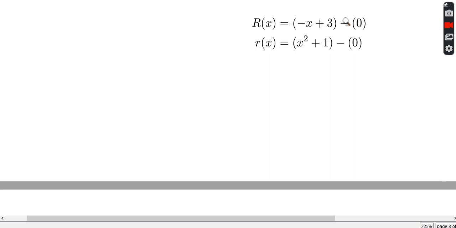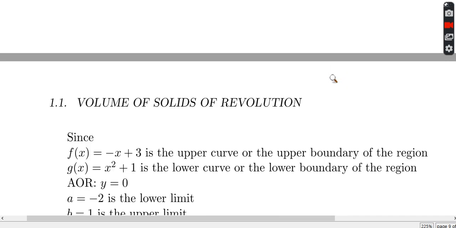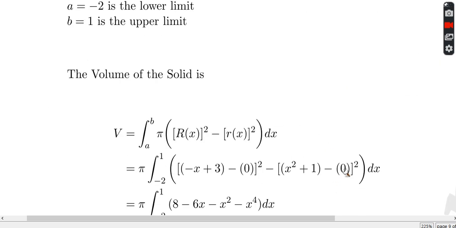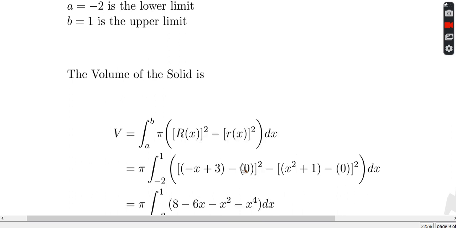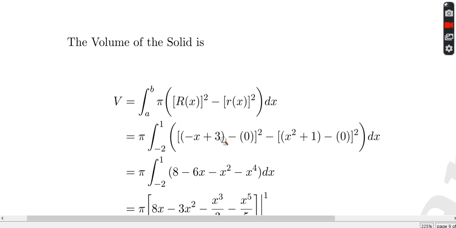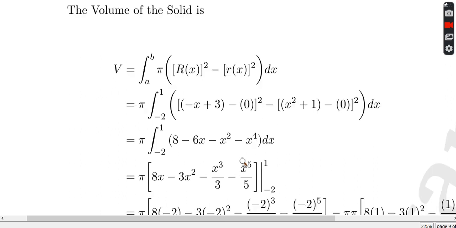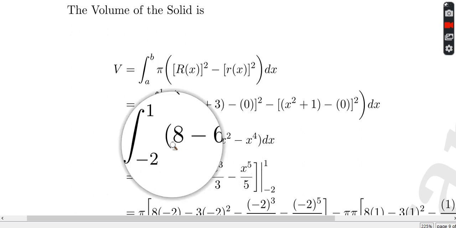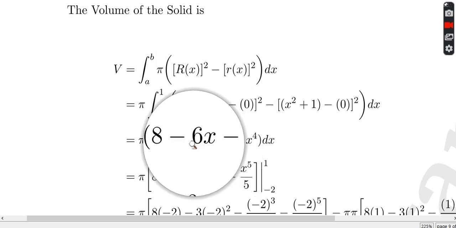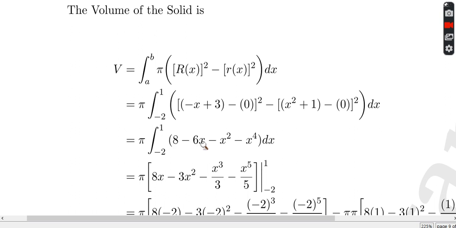Although we can simplify and remove the minus 0, it is better that you see that the minus 0 here is the axis of revolution, y equals 0. Now you square negative x plus 3 and expand, and then you square x squared plus 1 and expand. Then simplifying, we have this expression. You may try to compute it to check if my integrand is correct. So that is 8 minus 6x minus x squared minus x to the 4th, dx, evaluated from negative 2 to 1, multiplied by pi.